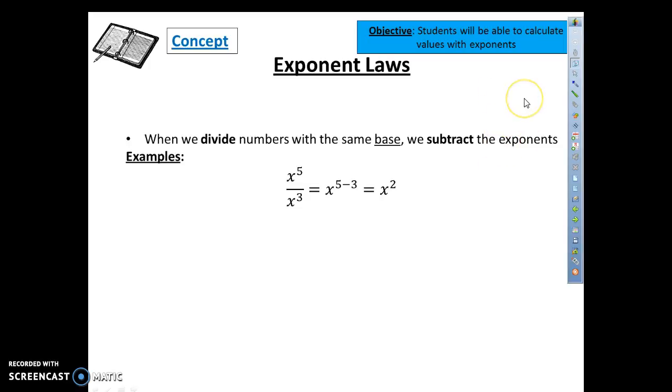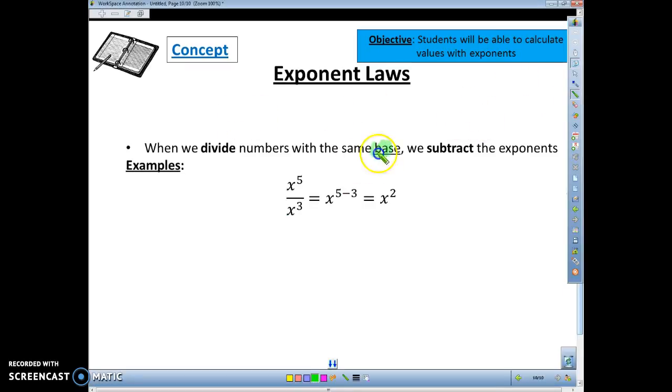The next property I want to talk about is when you divide numbers with the same base, you end up subtracting the exponents. So it works similarly. When you multiply, you add the exponents. When you divide with the same base, we subtract the exponents. So here, again, we have the same base. They both have a base of x, and we're dividing these values. And when you divide, you end up subtracting these values. So I'm going to subtract the exponents.